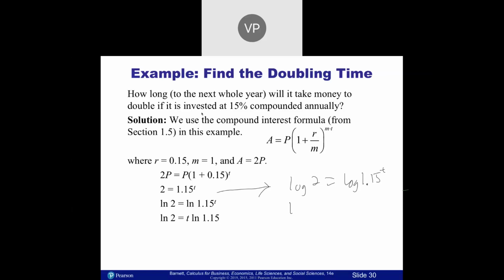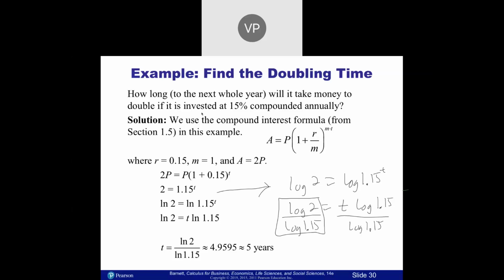You see, I'll kind of do this in parallel, bring the t out front, and now we're going to divide both sides by the log, and this right here is what is going to be equal to t. That's what I plug into my calculator. So whether you plug this into your calculator or you plug this in, they're both going to get you the same thing, which is 4.9595. Rounded up, the nearest year is 5 years. That's at that interest rate, it'll take about 5 years for this to happen.